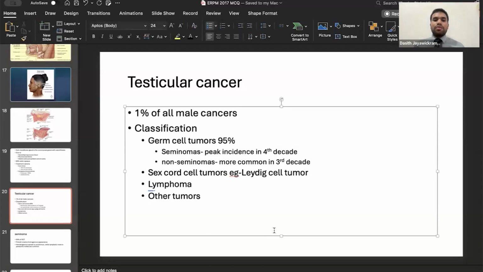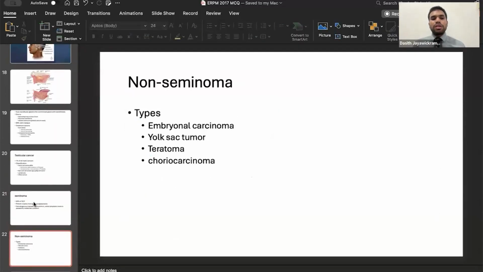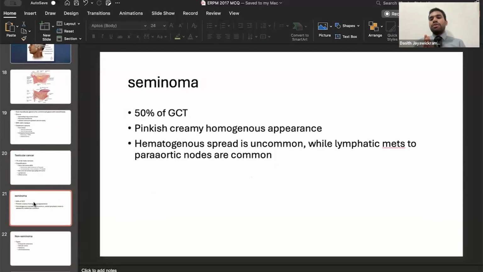When we talk about seminomas, seminoma is the most common of all these malignancies. It's almost 50% of the germ cell tumors. They have a very characteristic feature, a pinkish creamy homogeneous appearance. Imagine you take a pink cream, dehydrate it, form it into a lump and cut it. It's homogeneous, just pink creamy material. Hematogenous spread is uncommon, while lymphatic spread is the most common, to the para-aortic lymph nodes.